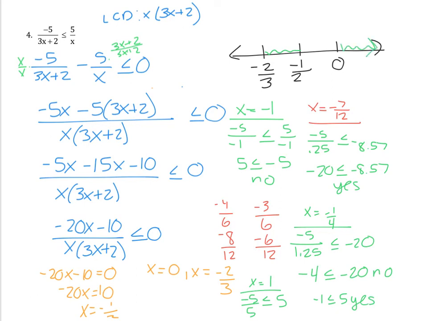Now, let's talk about parentheses and brackets. The points that made the denominator 0 were 0 and negative 2/3. So those have to get automatic parentheses. The negative 1/2 can get a bracket because that's what was in the original problem. So when I write my solution, it's going to be negative 2/3, comma negative 1/2. The negative 2/3 needs to get a parenthesis. The negative 1/2 gets a bracket, union 0 to infinity, both with parentheses.